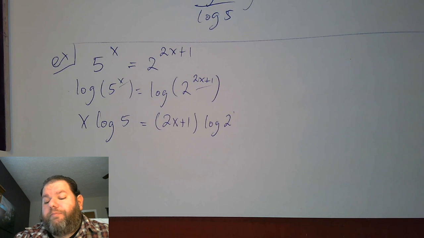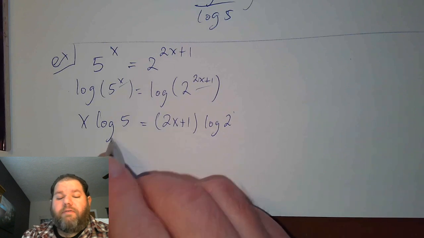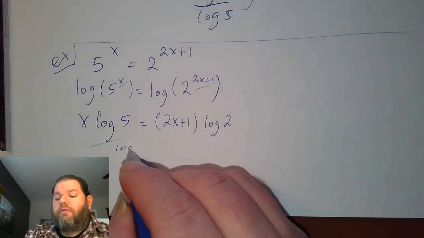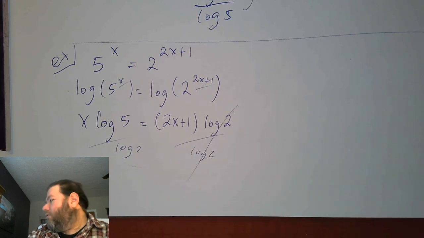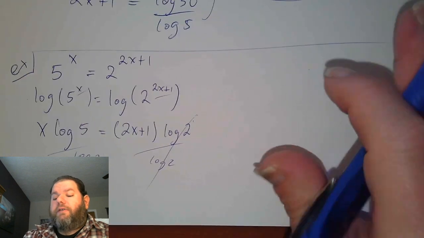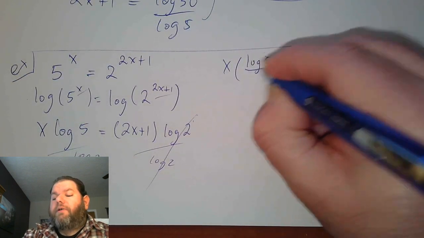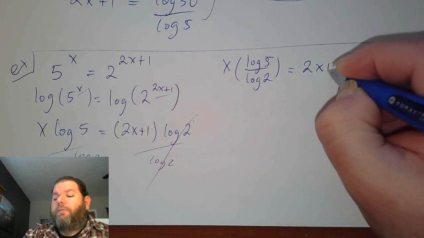Now, somehow we're going to have to get our log 5 and log 2 together. It doesn't really matter on which side, but I think it'll be easier to take this log 2 and divide it over to the left. And so that's going to give us x times log 5 over log 2 equals 2x plus 1.